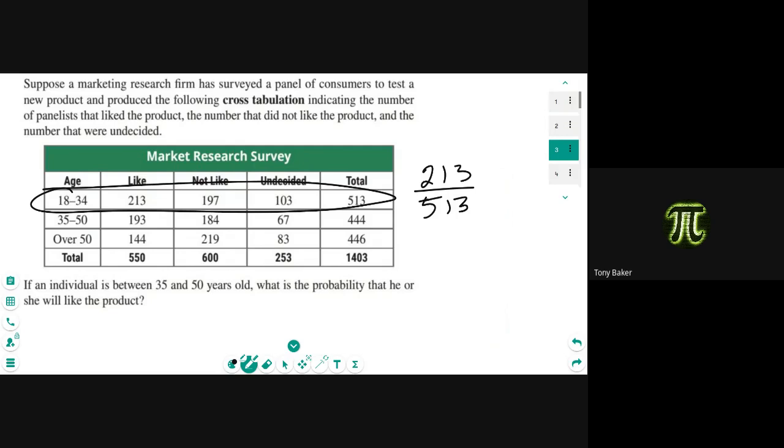So I don't understand the column going down then. That's the like. That's the liked group. Those are all the people who liked it. Okay. That's the total number of people who liked it. 550.